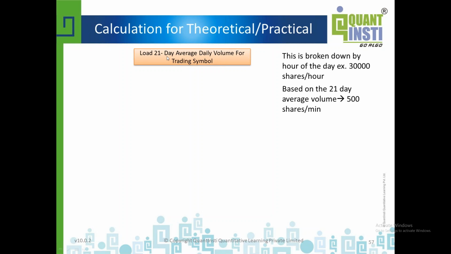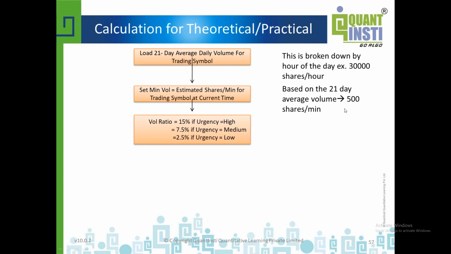So say you figure out the daily average volumes for, say, the last 21 days, right? Say based on the 21-day average, 30,000 shares are traded per hour, so around 500 shares per minute. You set the minute volume as the estimated shares per minute, which comes out to be around 500 shares per minute, right?